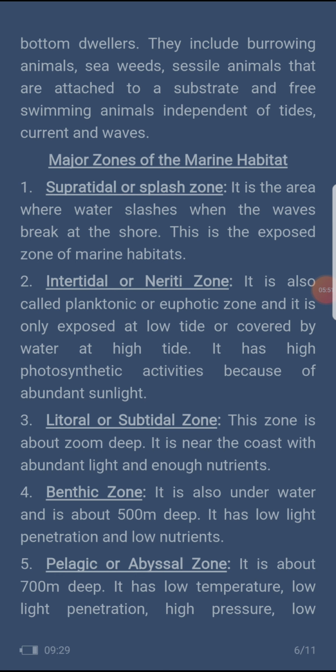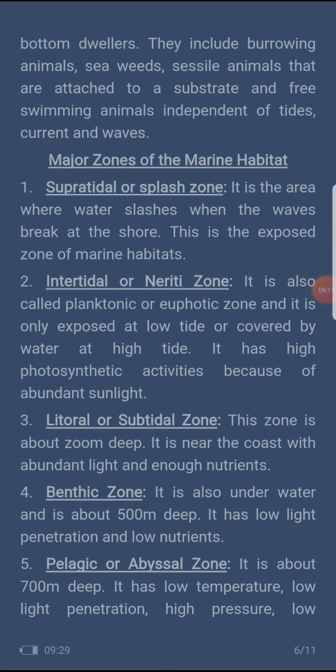Now another one is the littoral or subtidal zone. This zone is about zoom deep. It's near the coast with abundant light and enough nutrients. Now we have the benthic zone, which is underwater. It is also underwater and it's about 500 meters deep.